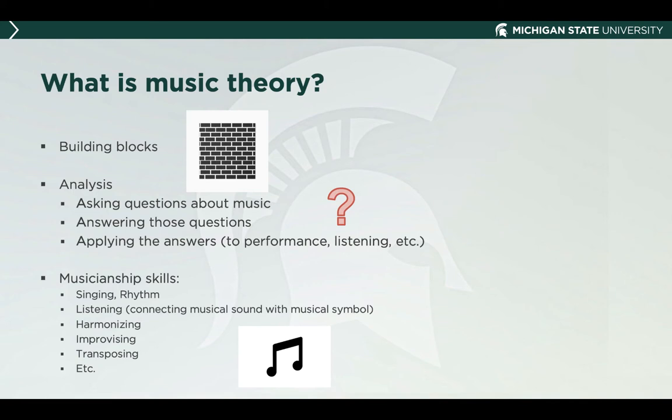And the third big cluster in terms of what music theory is a set of skills for musicianship. So a college music program likely will have a course sequence in aural skills, things like singing or performing rhythms, maybe performing two-part rhythms, one with each hand, listening skills. So understanding what we are hearing, being able to notate what we are hearing, harmonizing a melody, improvising, which is something that you may have experience with or you may have none, transposing, reading clefs, reading an open score and creating a simpler reduction of it on piano. These kinds of skills are also a part of what music theory means and what it does.